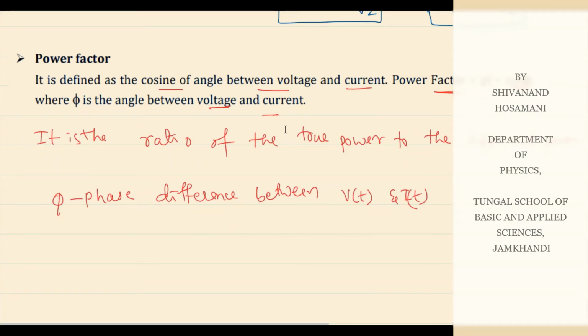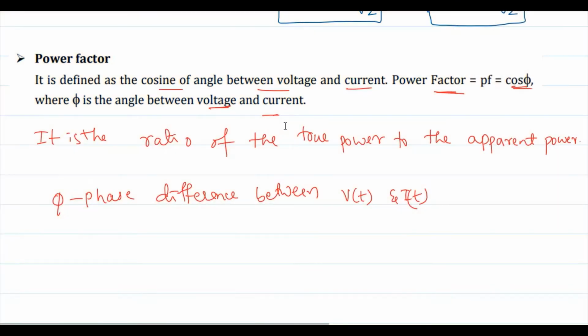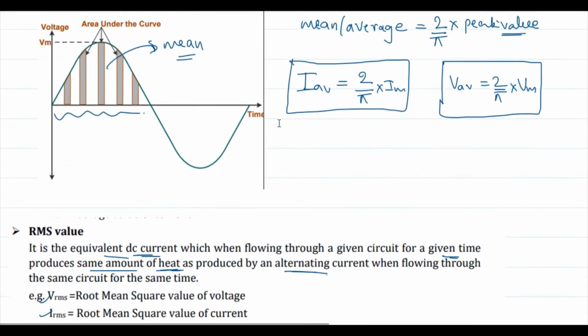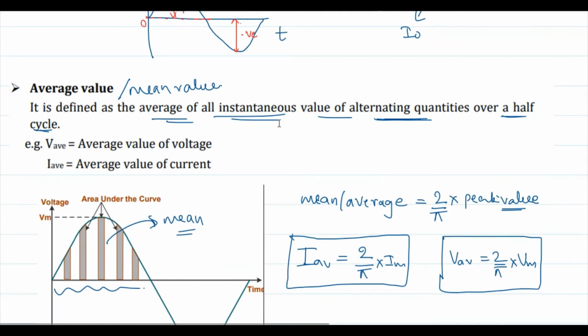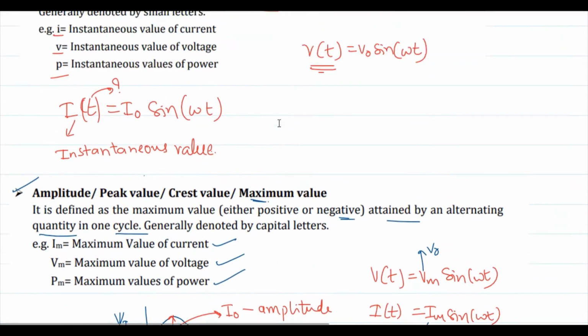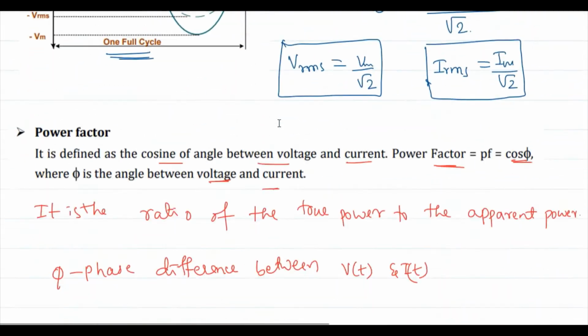Welcome back. Last class we discussed the power factor and the remaining terms of AC circuits. We have seen the RMS value, the average value, the amplitude, and some other important terms regarding AC circuits.